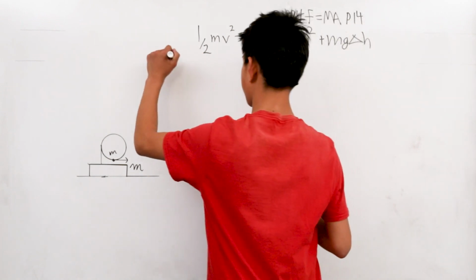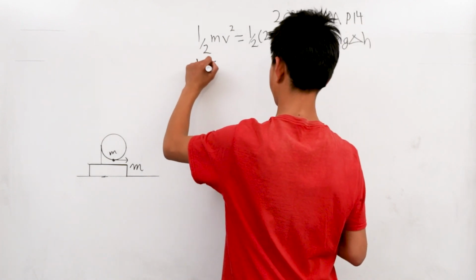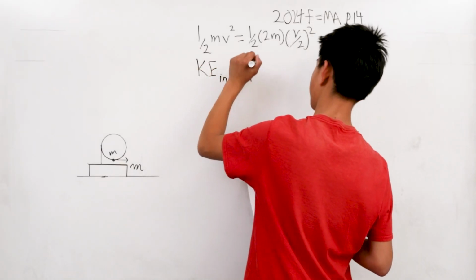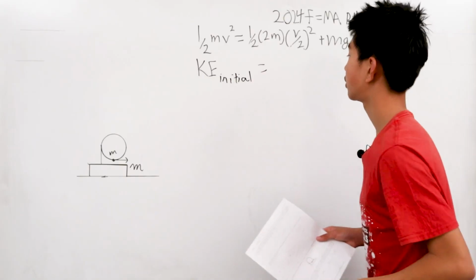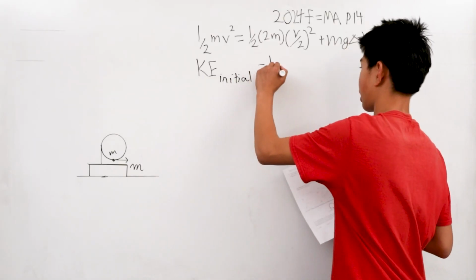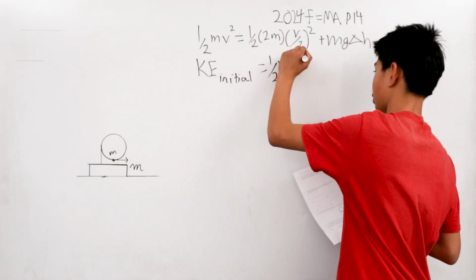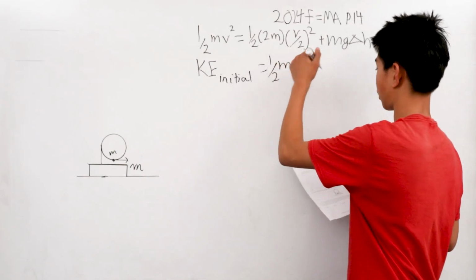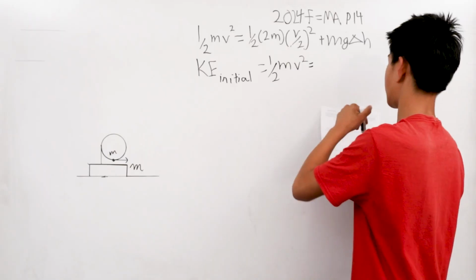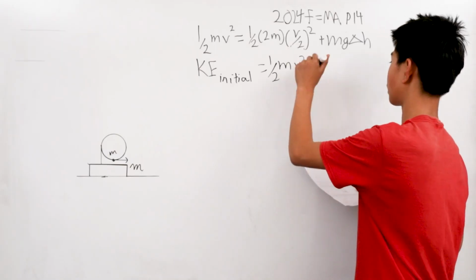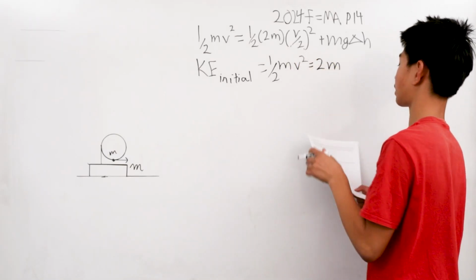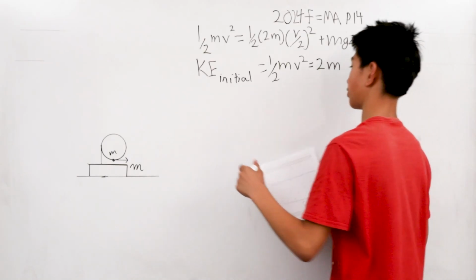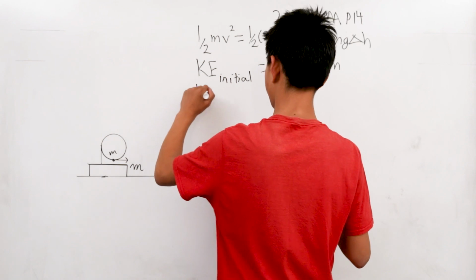So we can say that our initial kinetic energy, KE initial, directly corresponds to the kinetic energy equation 1/2 mv squared. Since we know that our initial velocity is 2, we plug that in here to get 2m, and that's our starting kinetic energy, 2m joules.